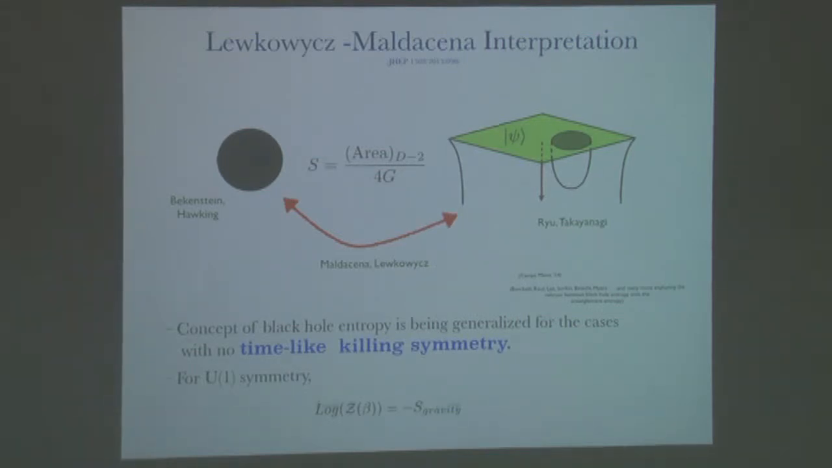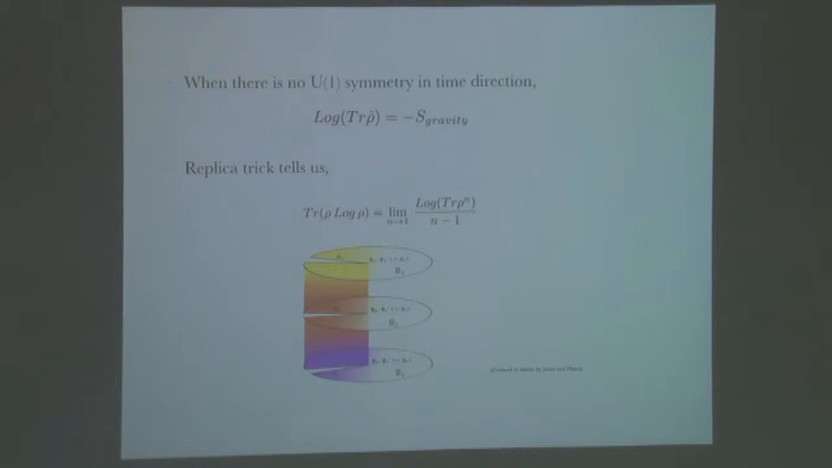What they have done is generalize the concept of black hole entropy to cases with no time-like Killing symmetry. We know that when there is a U(1) symmetry in the time direction, the gravitational action can be interpreted as the log of a thermal partition function. This is the usual Gibbons-Hawking interpretation in the context of black hole entropy. Now when there is no U(1) symmetry, they say we can still think of this gravity solution as the log of the trace of an unnormalized density matrix, here denoted by rho hat. From the field theory point of view, one can calculate the entanglement entropy by evaluating this quantity.